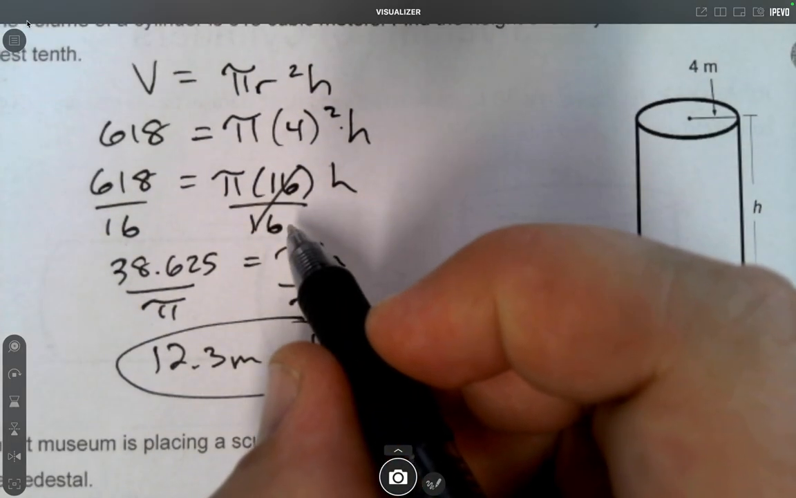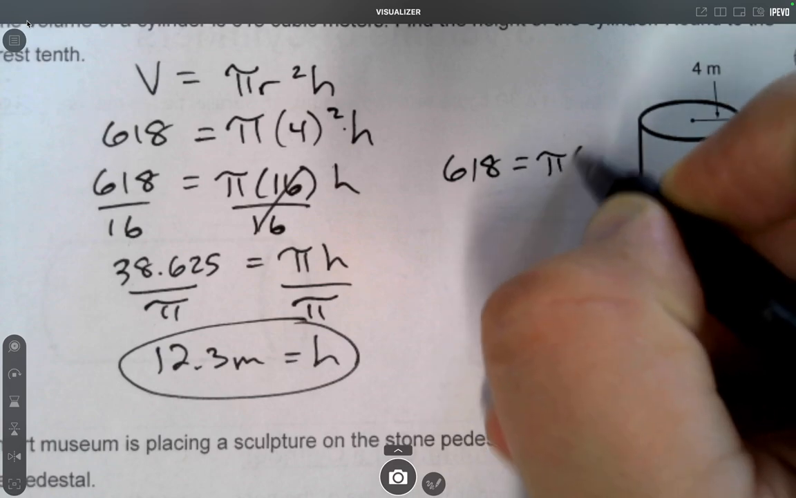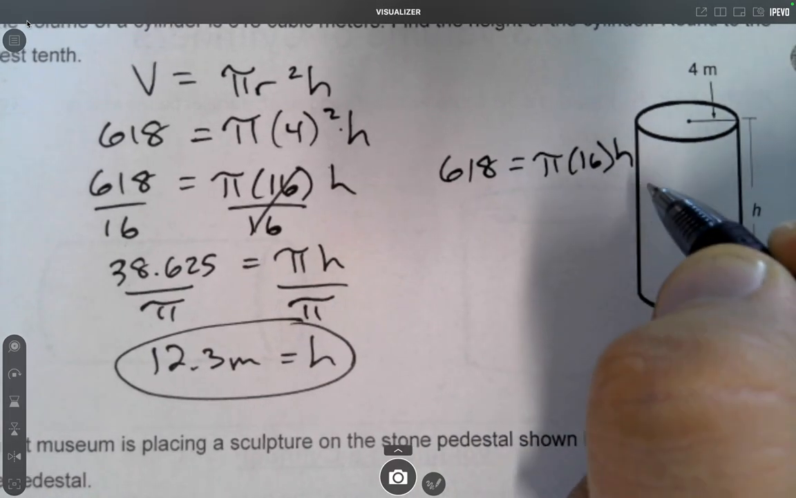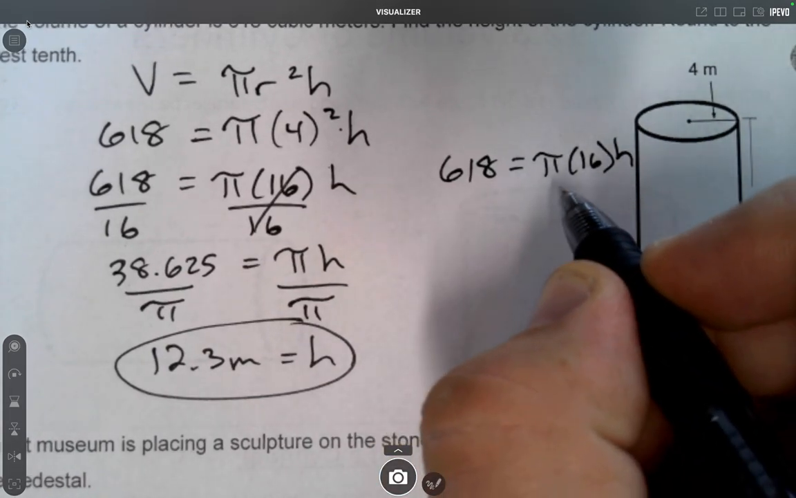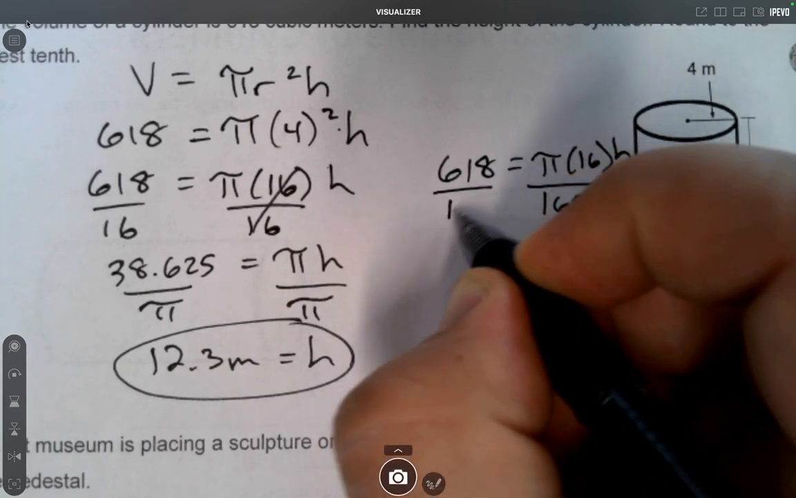One way you can make this go a little bit shorter: back here we had 618 equals pi times 16 times h. Instead of dividing the 16 and the pi over one at a time, I could just divide both sides by 16 pi.